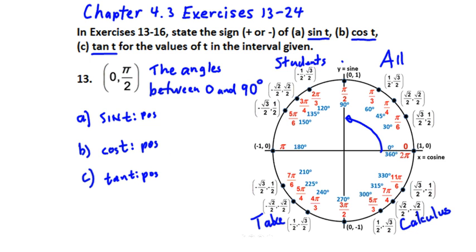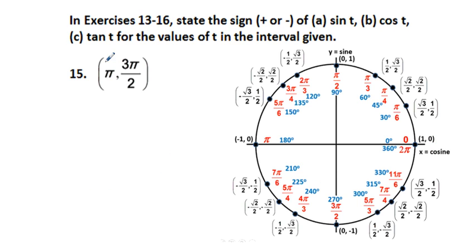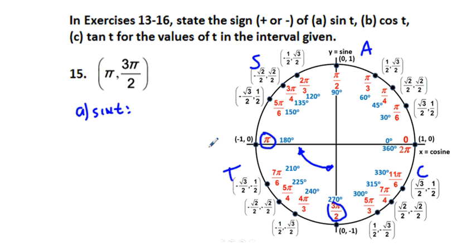Okay, following our theme of odd number problems, we go to 15. Between pi and 3 pi over 2, we're talking about this third quadrant here. And A, sine t, remember, all students take calculus. Well, sine t is going to be negative, and we see these sine values are negative. So negative.